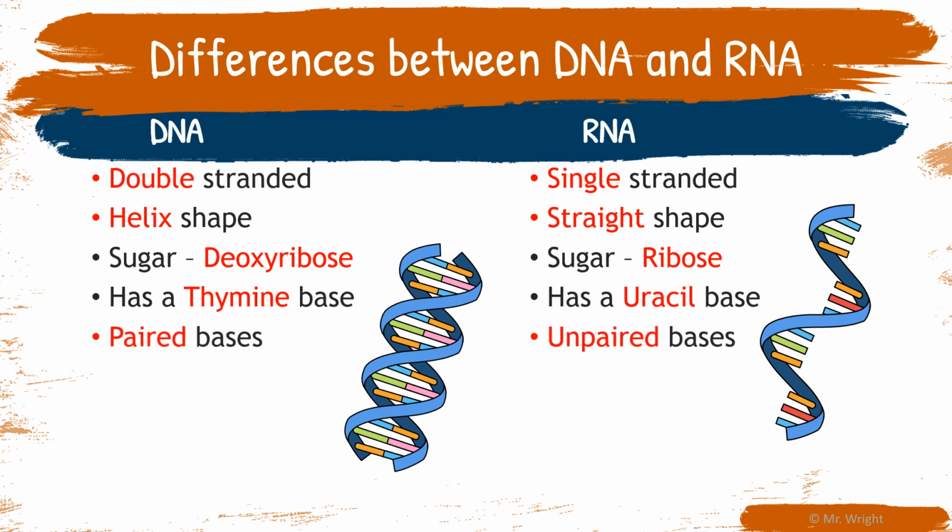The bases of DNA are paired, meaning that the number of adenines is equal to the number of thymines because they have to bind in the double-stranded structure of DNA, whereas there is no pairing of bases in RNA.